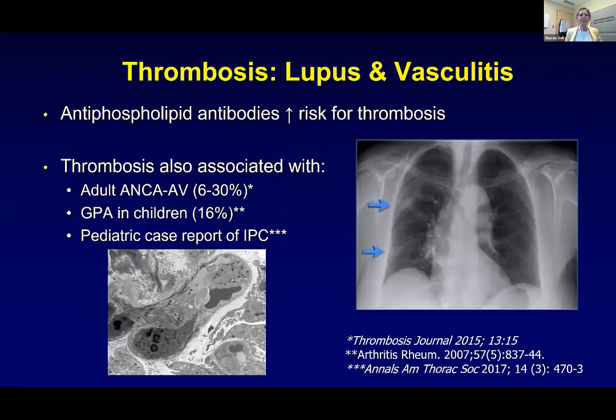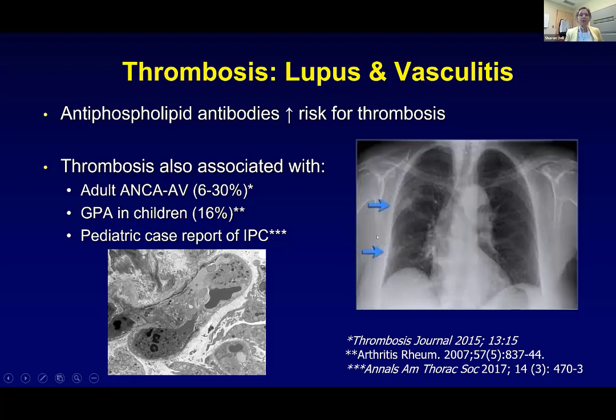And the last point I want to make about lupus and vasculitides is that you always have to think about thrombosis when you're thinking about lupus and vasculitides. If you have a child who's got persistent dyspnea and hypoxia, you have to think about thrombosis. I think probably most of you are aware of the association between antiphospholipid antibodies that you might see in lupus and the risk for thrombosis. But you may not be as aware that there's actually a similar risk with vasculitides.